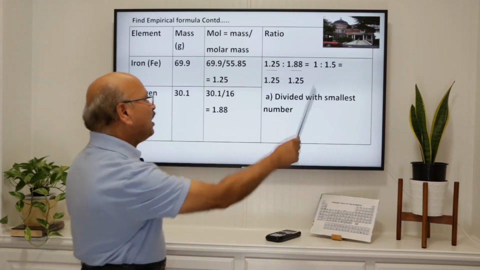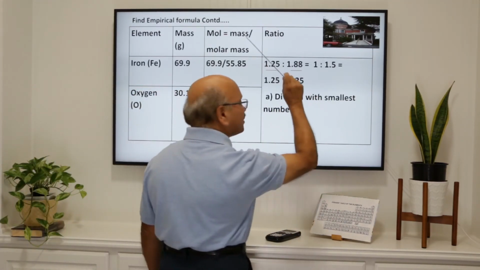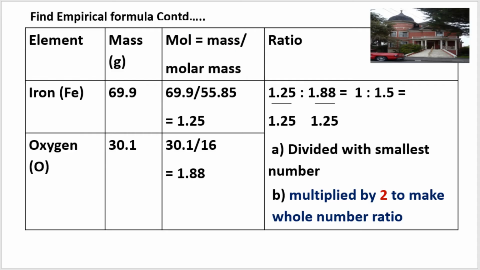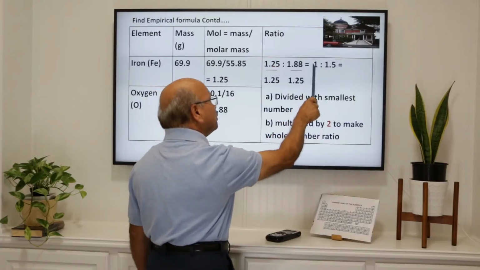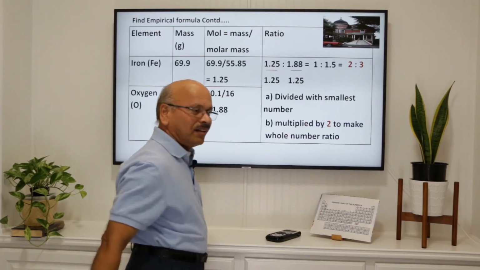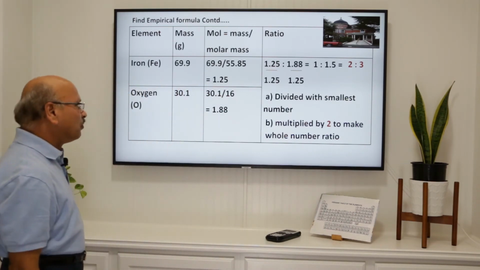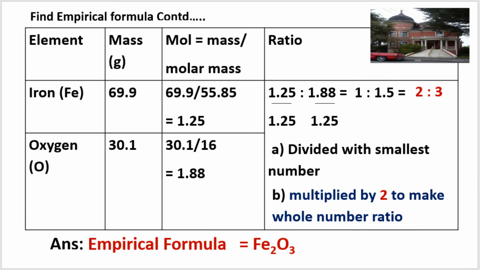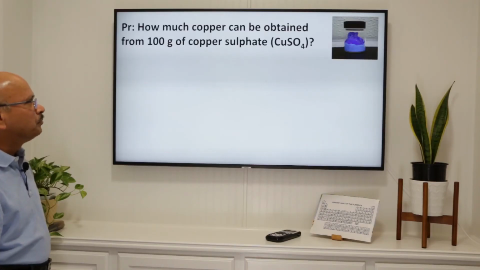So what is the idea? Multiply both terms in the ratio with the same number 2. So if you multiply by 2, you get this as 2, this is 3. So the ratio is going to be 2 is to 3. And so the empirical formula is going to be what? Fe2O3, because iron is 2 and oxygen is 3. So that gives you the empirical formula of the iron oxide.